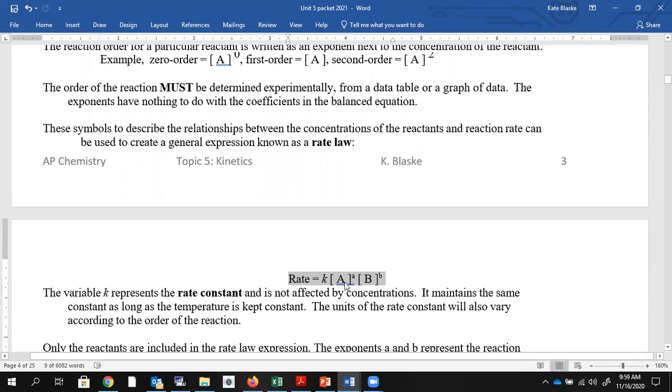And then we have the concentrations of any and all of our reactants raised to the power of the order of that reactant. So if A was 1st order, this would be A to the 1st. If it was 2nd order, it'd be A squared. If it was 0 order, we would write A to the 0, or we could even just drop that out of our expression because anything raised to the 0 power is 1.